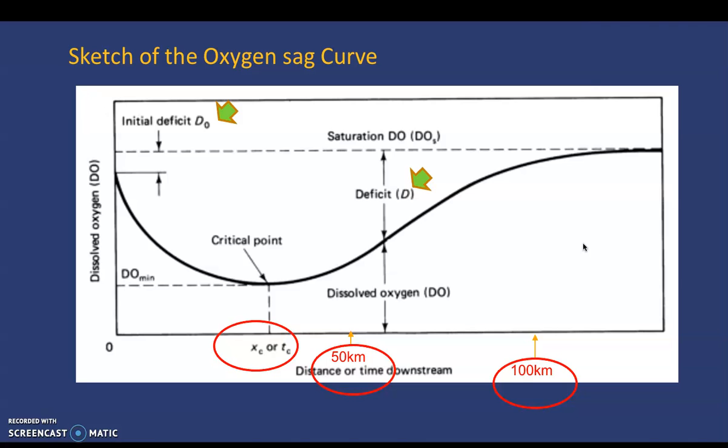Your end answer will be something like this. You will need to produce a sketch of the oxygen sag curve. You need to determine the one that I circled in the red circle, the TC or XC. The question asks for a 100 kilometer distance, so maybe you can break it into 50 kilometers, 75 kilometers, and 100 kilometers. Before we can draw this curve, we need to first find the DO value, which is the initial deficit, and also the deficit T, and we also need to determine TC in order to make the profile of the oxygen sag.